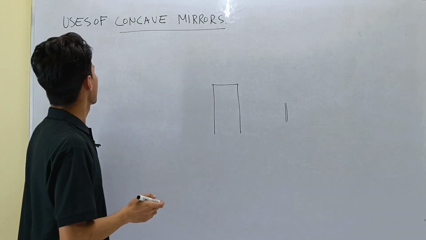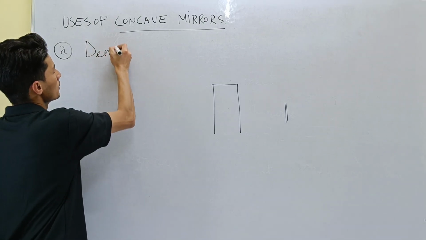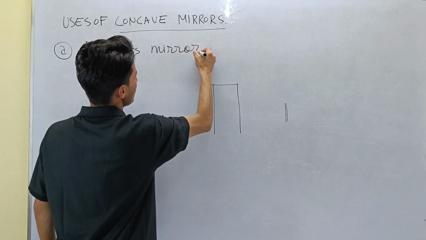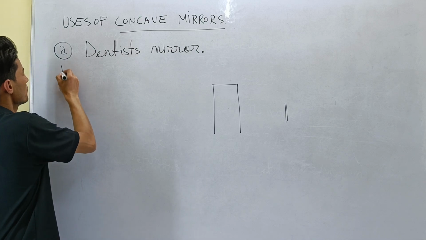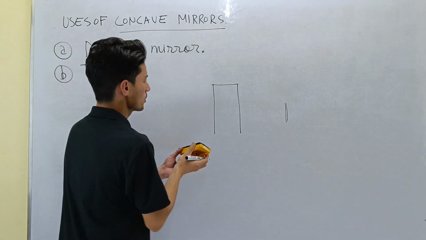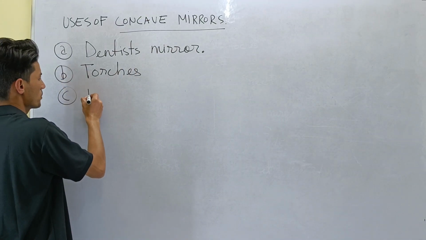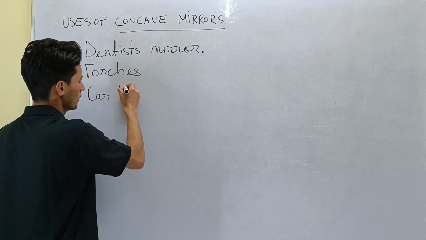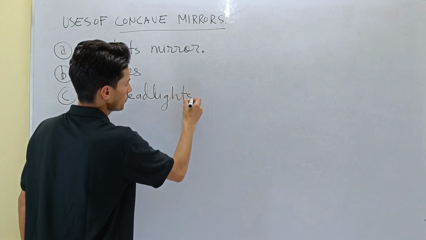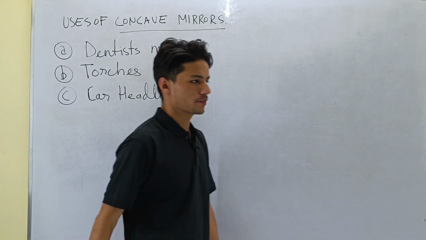Concave mirrors are used as a dentist mirror. Number B, they're used in torches. And number C, they're used in car headlights. Three will do, these three will do. Let me tell you a few things about this.